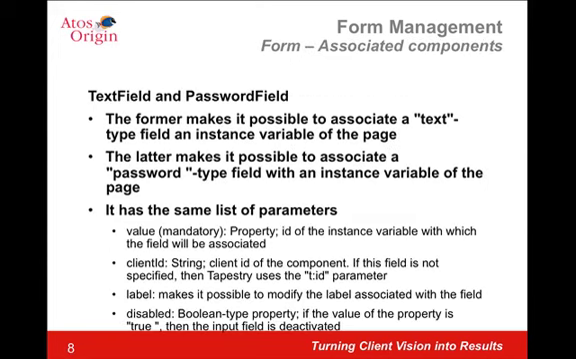Tapestry also provides you other useful components. For example, PasswordField and TextField, which will be associated to a string type variable. They have some parameters. Value refers to a variable of the class. You have to implement a getter and a setter for this variable. Client ID is the client ID of your component. Label: it is possible to change the label associated to this field through this parameter. And disabled, to enable or disable the field.